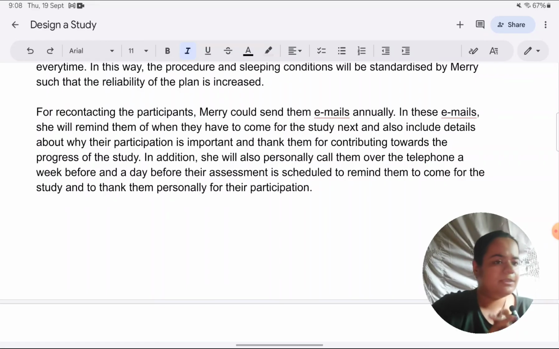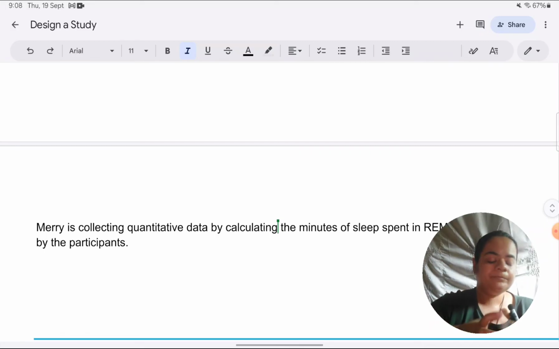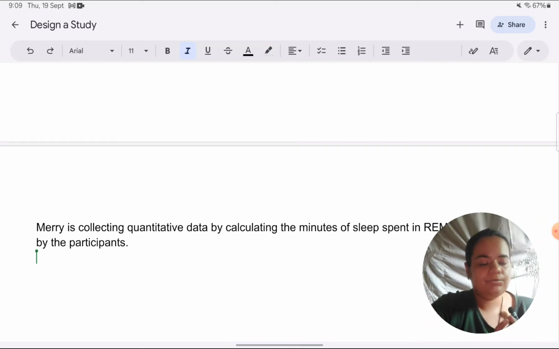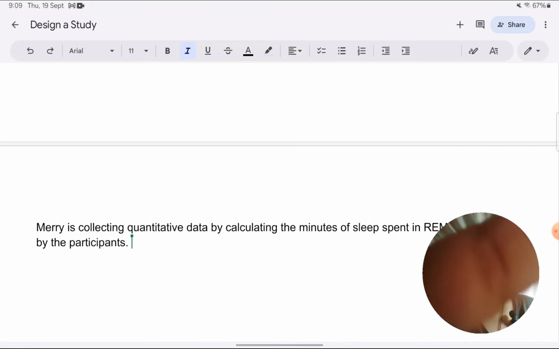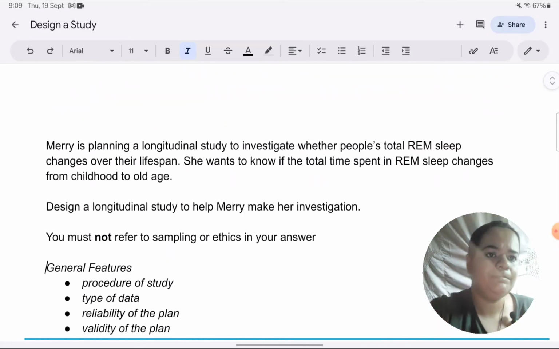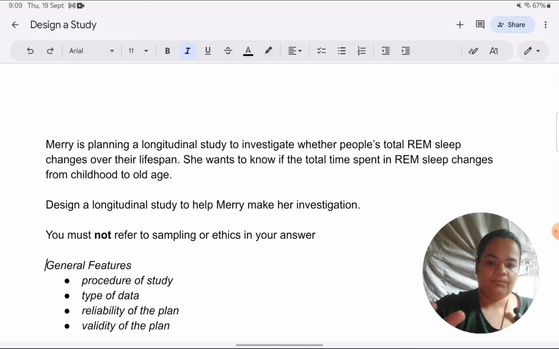Now, how should we finish off the answer? Like, what should be the last statement which we should give? What we can do is, as a good conclusion, we can refer back to the question and just check again what is the purpose of Mary's study to begin with. And then we can conclude something about that. So, let's come back to the question. Mary wants to know if total time spent in REM sleep changes from childhood to old age.